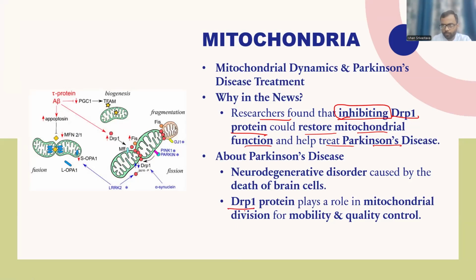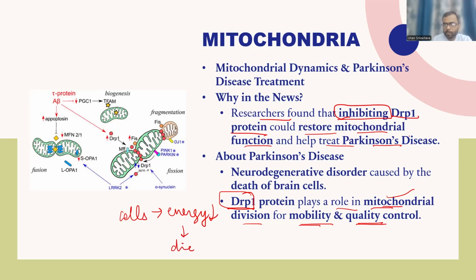DRP1 protein plays a role in mitochondrial division for mobility and quality control, right? Now if there are a lot of DRP1 proteins, then there's a lot of division happening, and that could mean that a lot of cells could die. A lot of cells might lose energy because mitochondria is responsible for energy. So they might lose energy and they might die.